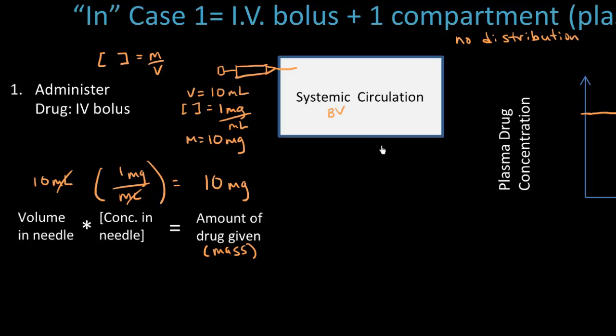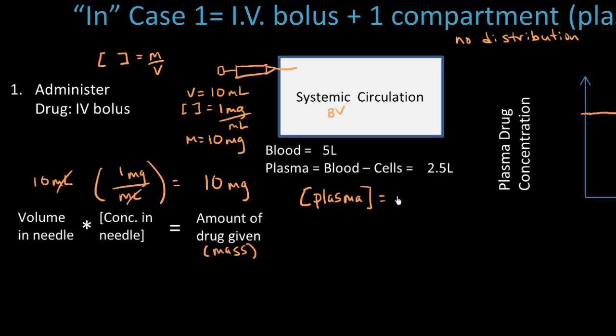Now remember from that last slide, we had blood, which is about 5 liters, and plasma, which was the blood minus the cells, is equal to 2.5 liters. So if I want to figure out the plasma concentration, and the brackets indicate concentration. Remember, concentration is equal to what? Mass over volume. Mass is the amount of drug I gave, which is 10 milligrams, and the volume is equal to 2.5 liters. So from the last question, we remember that is 4 milligrams per liter, and that would be what we have here.